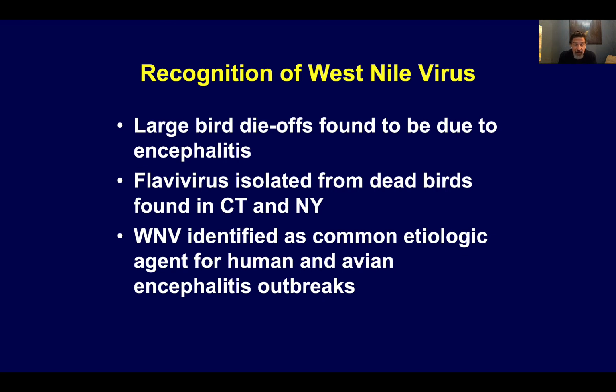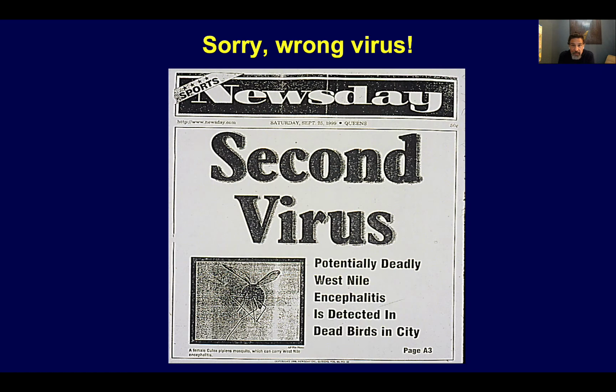A flavivirus, which is the class of virus of West Nile and St. Louis encephalitis, was isolated from dead birds found in Connecticut and New York. And ultimately, through a lot of testing, West Nile virus was identified as the common cause of both the human and the bird encephalitis outbreaks. And this was also quite a big deal in the news media. So this is a headline saying here, second virus, potentially deadly West Nile encephalitis is detected in birds in the city.